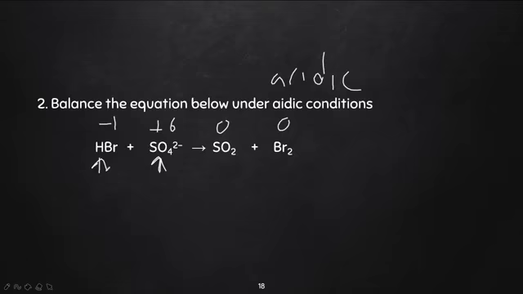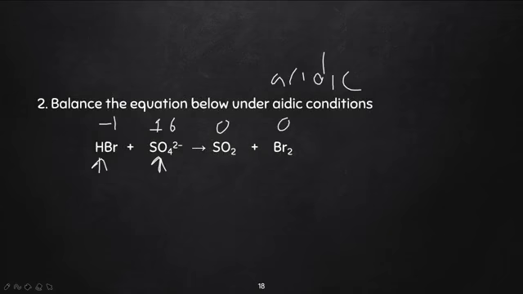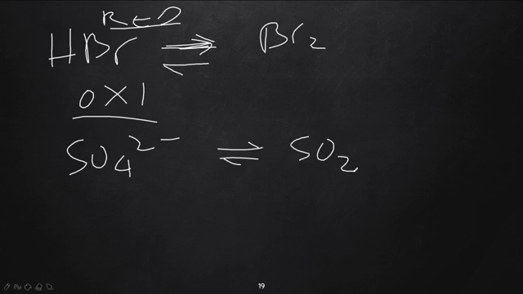So now let's break this down to the oxidation and the reduction half equation. Let's start with the reduction half equation, that is from hydrogen bromide. So that's HBr, which is changing to Br2. Let's call this red. And our oxidation half equation, oxy, should be SO4 2 minus, a reversible reaction, changing to SO2. So that's our oxidation half equation. These are the reduction half equation and oxidation half equation.